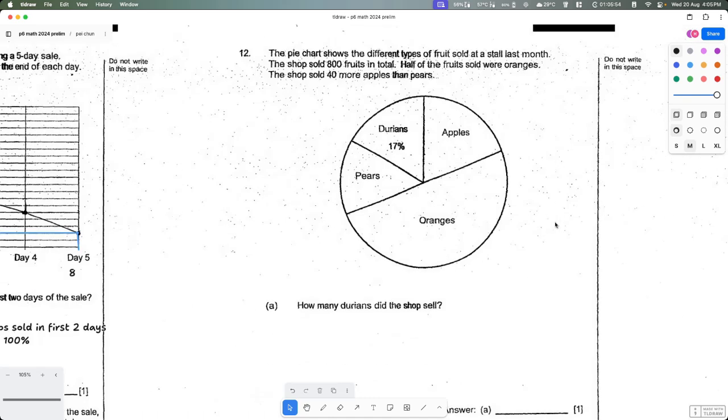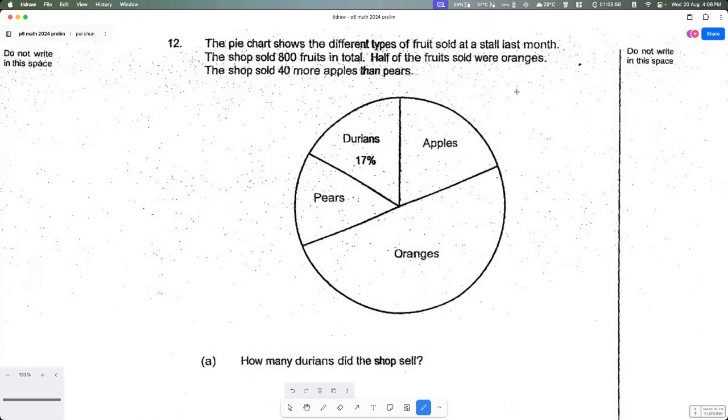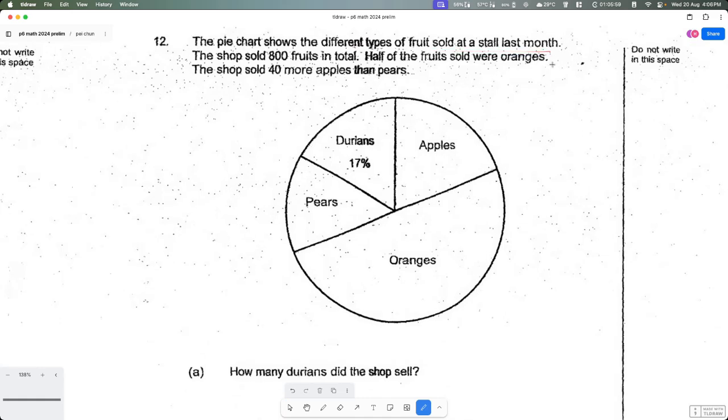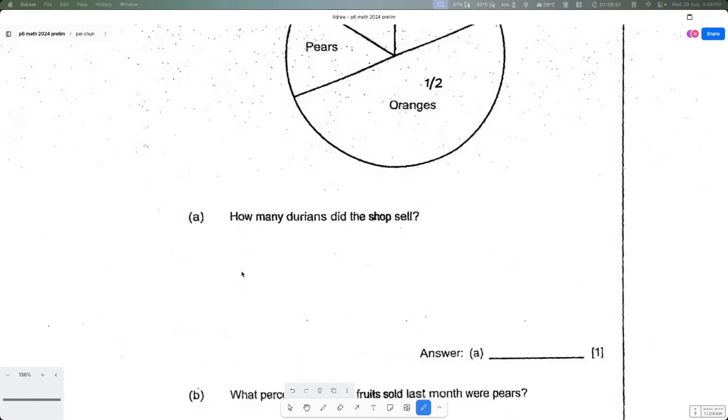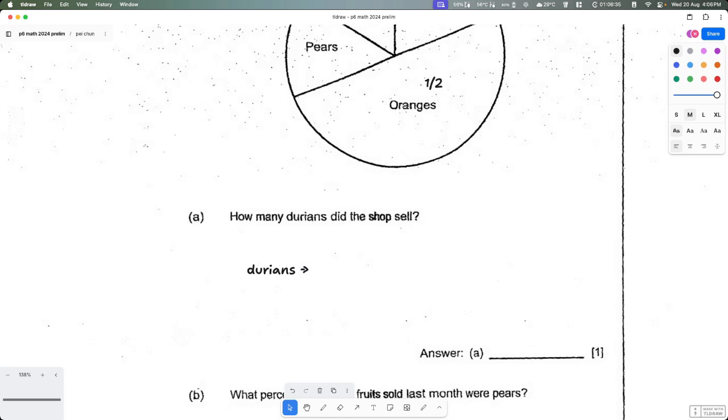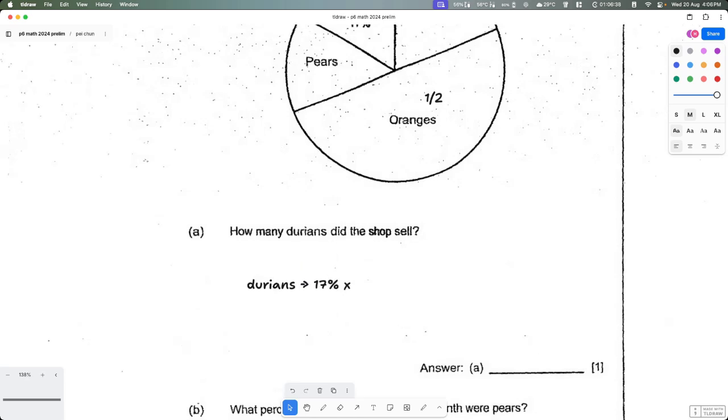Question 12. The pie chart shows the different types of fruit sold at a stall last month. The shop sold 800 fruits in total. Half of the fruits sold were oranges. And the shop sold 40 more apples than pears. How many durians did the shop sell? So the durians is equal to 17% times the total, which is 800.